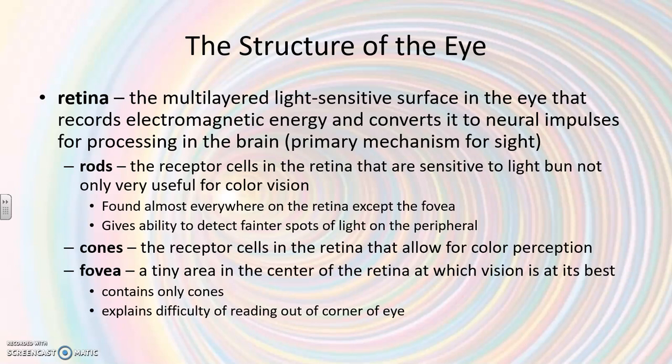Rods and cones are both receptor cells. However, cones see color, C and C, and rods are helpful when you're in areas where you're sensitive to light or it's very dim.